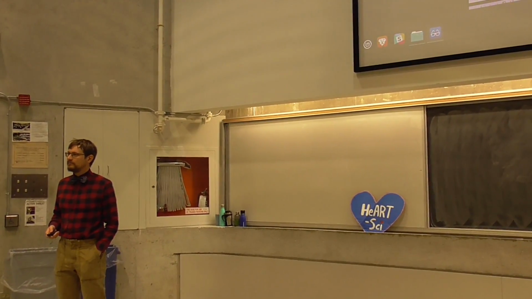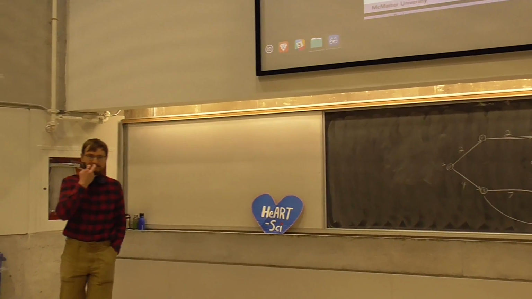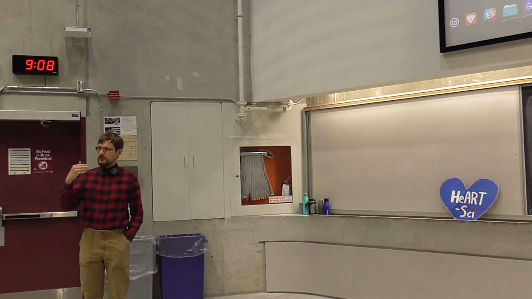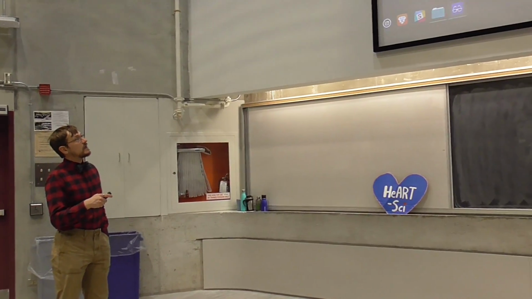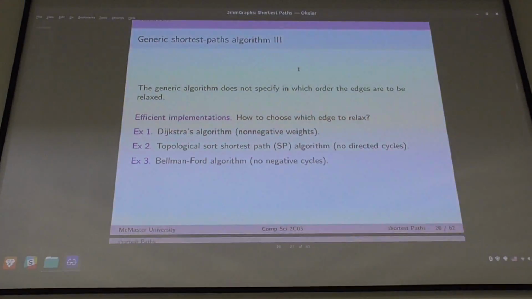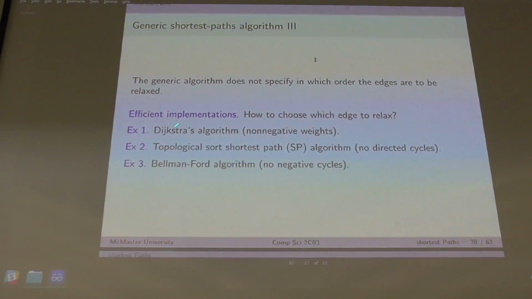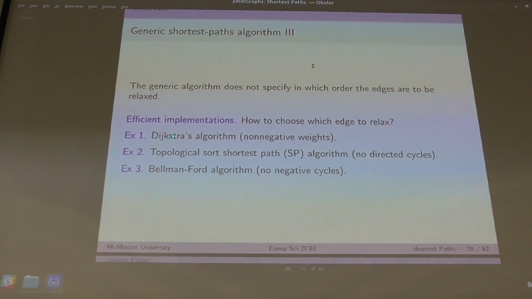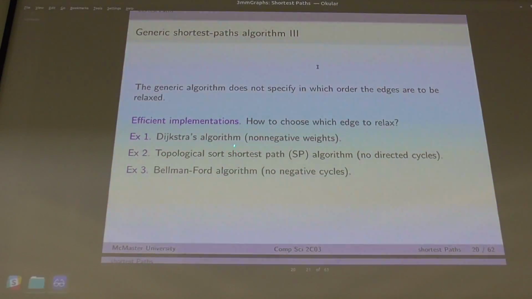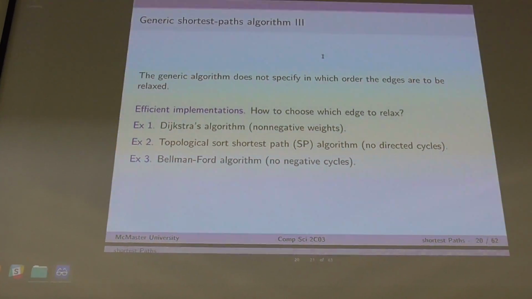So what's the immediate question? In what order? In what order do we relax edges? Right? So, there are three different approaches which you can take to deciding which edges to relax in what order to produce the shortest path. You have Dijkstra. It's not Dijkstra, it's Dijkstra. It's a Dutch name. Dijkstra's algorithm, only applicable if you have all of your edges with non-negative weights.